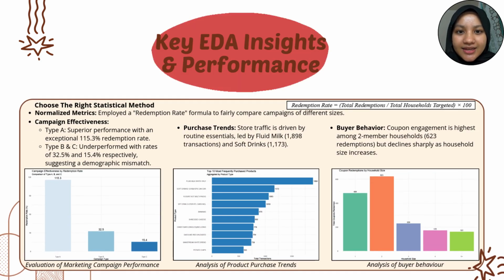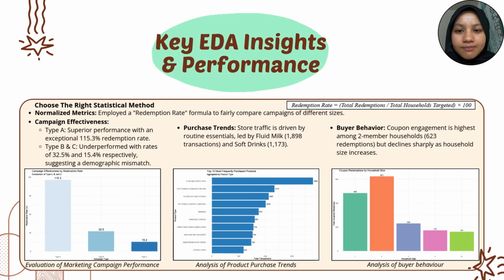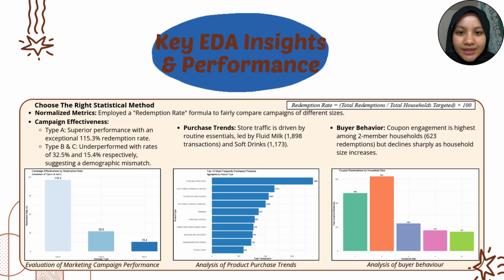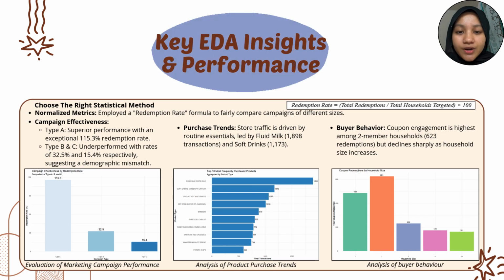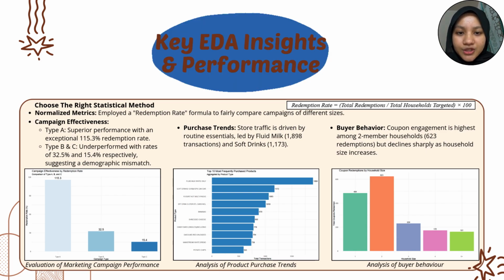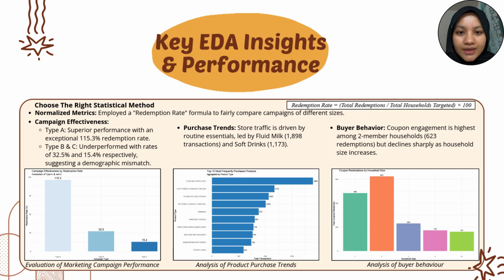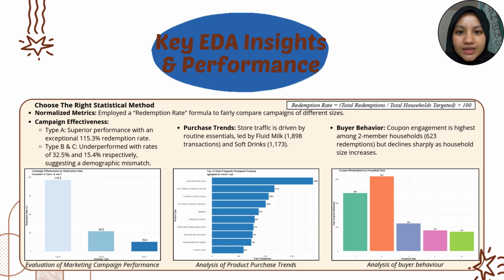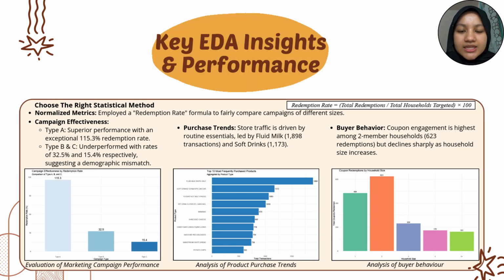Now, key EDA insights and performance. To fairly compare campaigns of different sizes, we employ a redemption rate, calculated as total redemptions divided by total households targeted, multiplied by 100. In terms of campaign effectiveness, Type A shows superior performance with an exceptional redemption rate of 115.3%. In contrast, Type B and Type C underperform with rates of 32.5% and 15.4%, suggesting a possible demographic mismatch.